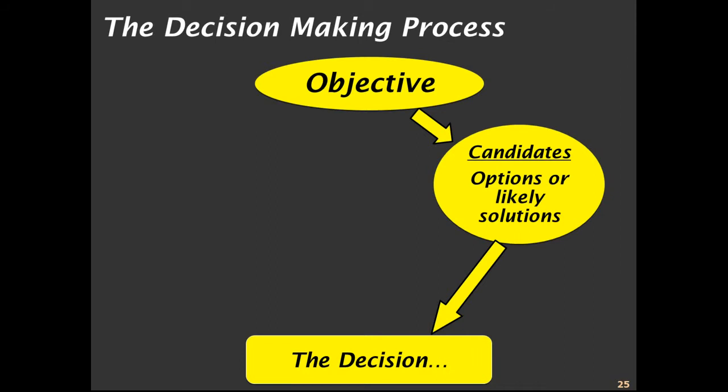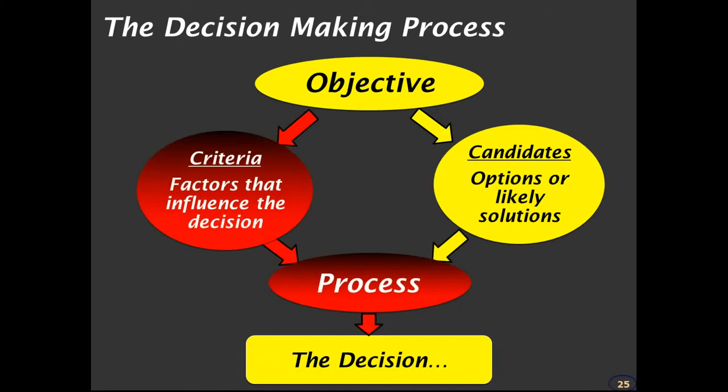When we deal with decision making, the simplistic process is to start with an objective, identify some candidates, these are options or likely solutions, and then evaluate these and make a decision. I urge you to consider criteria in your decision making process. Criteria are factors that influence the decision. Now that you have criteria and candidates, you need a process. So we will look at this down the road.